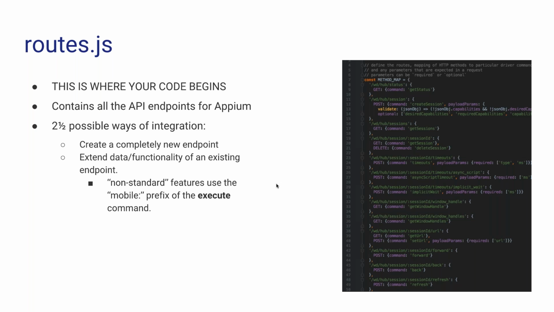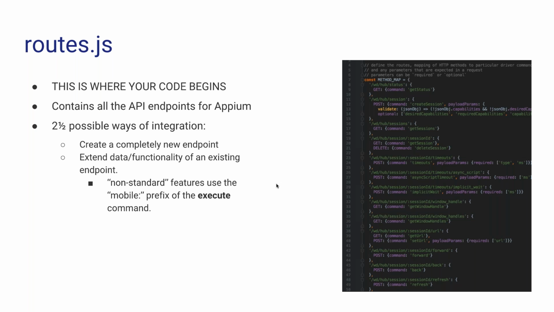So most likely you would either add data to an existing endpoint, which is what we did, for example, with the session details part, which now provides, for example, the device pixel ratio and the status bar height. Or you would add capabilities, let's say temporarily, via the mobile prefix of the execute command.